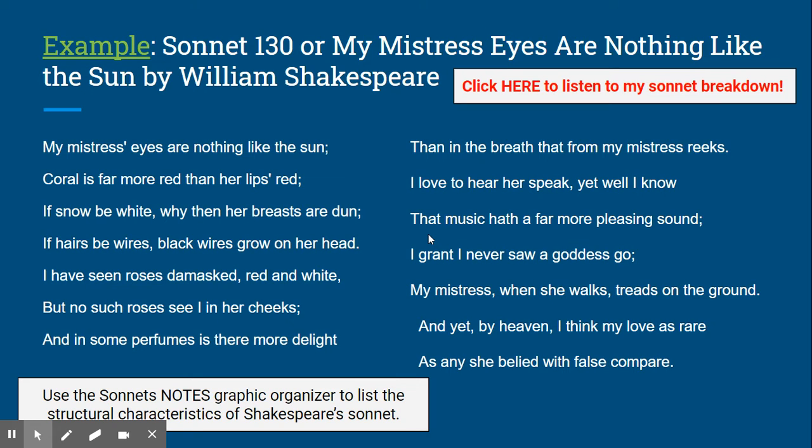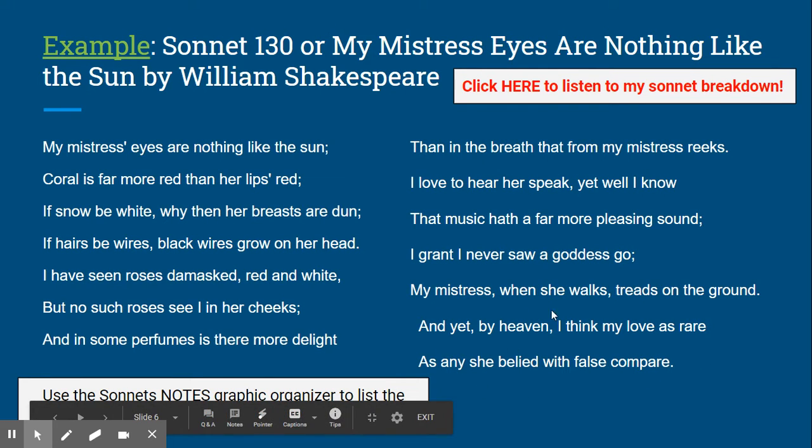The first part is actually three quatrains. And what that means is that there are three stanzas that have four lines each. And the last part of a Shakespearean sonnet is a couplet. You think of the word couple, so that means two. So the last part of a Shakespearean sonnet is the last two lines, the couplet, the rhyming couplet.